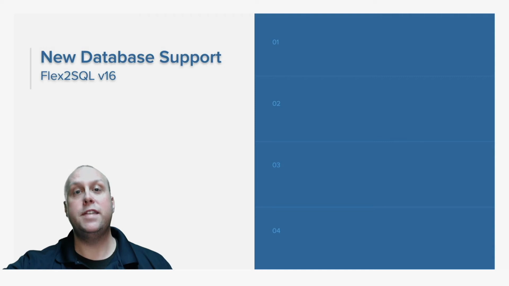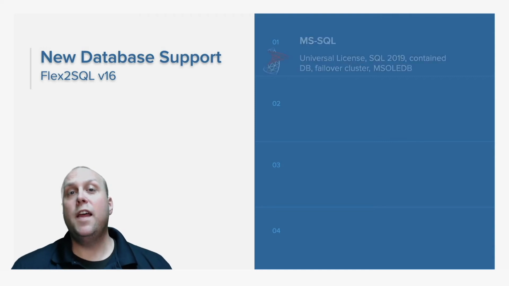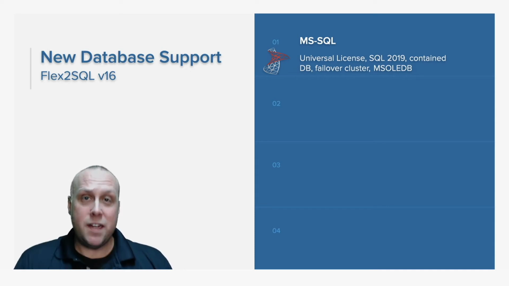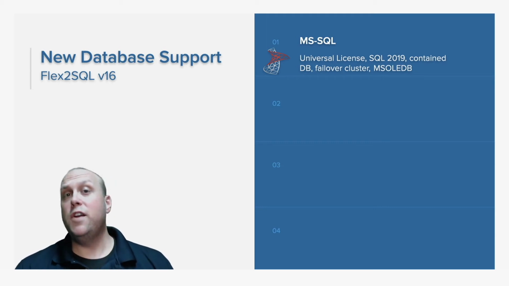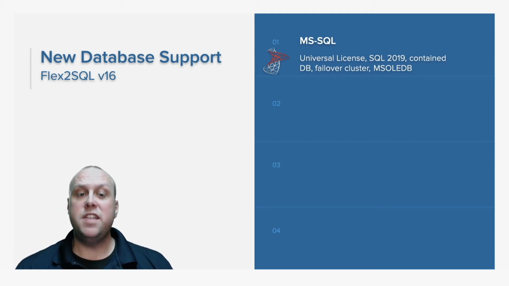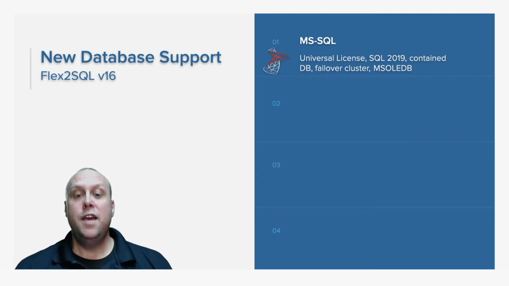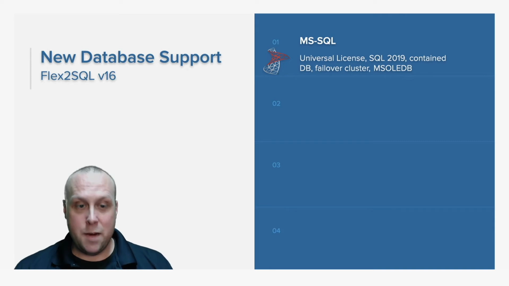Now let's talk a bit about database support. First in line is Microsoft SQL Server. Flex2SQL version 16 adds support for SQL Server 2019. We now also support all editions of SQL Server with a single license registration code. This means that your SQL Server Flex2SQL license will allow you to connect to the Enterprise Edition, SQL Local DB, SQL Standard Edition, SQL Express Edition, and SQL Azure Database.